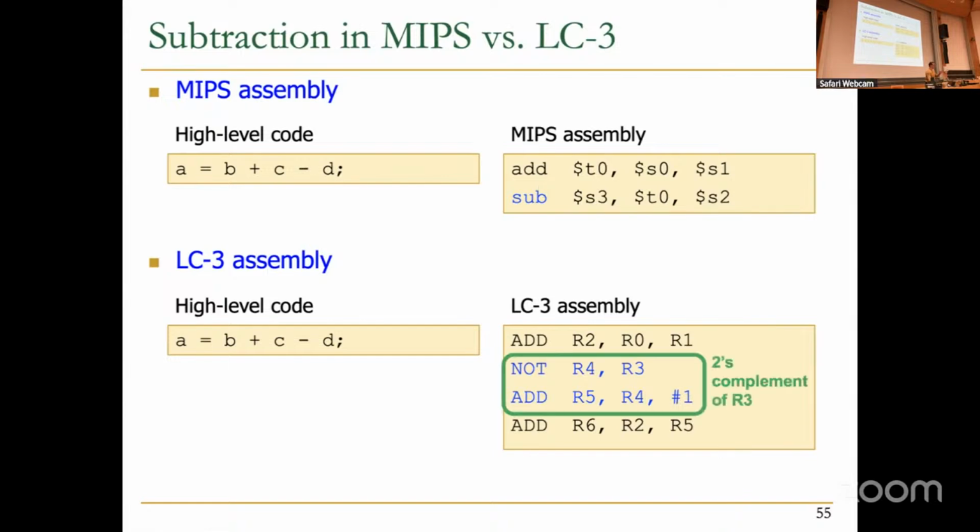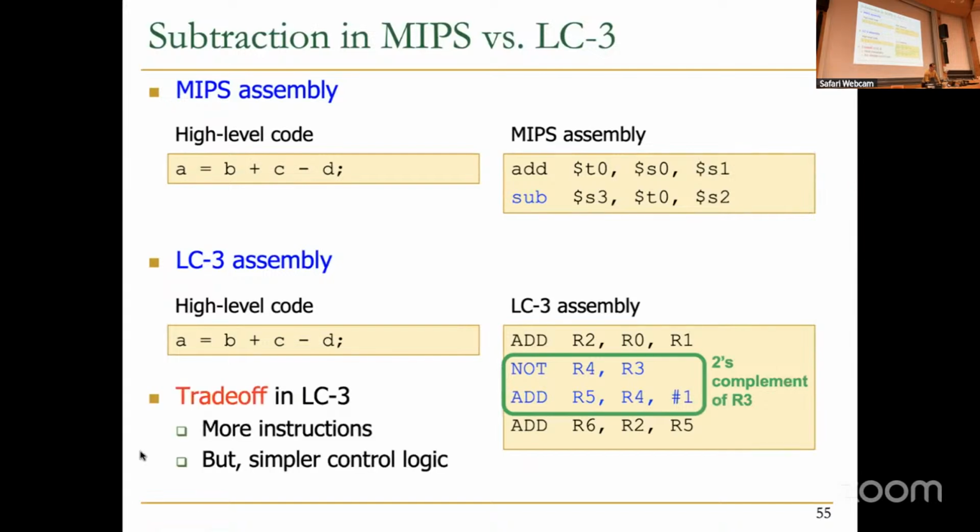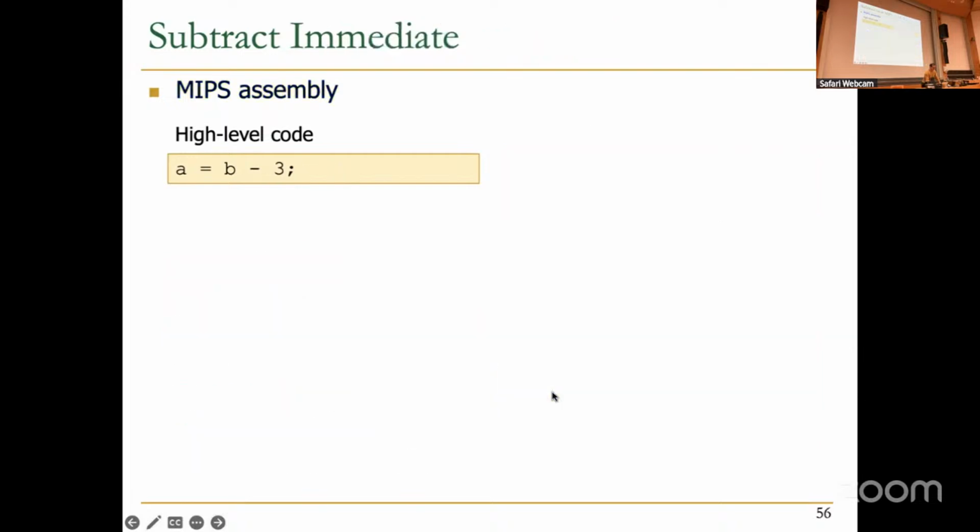Okay, performance is a different thing. You need to optimize the performance of both probably. And I don't know which one would perform better depending on other constraints, right? Maybe you can optimize subtract to be very fast, but maybe you can optimize not and add to be as fast. So you get more instructions in LC3, but control logic is hopefully simpler because you don't have as many instructions. Okay, so let's take a look at subtract immediate.